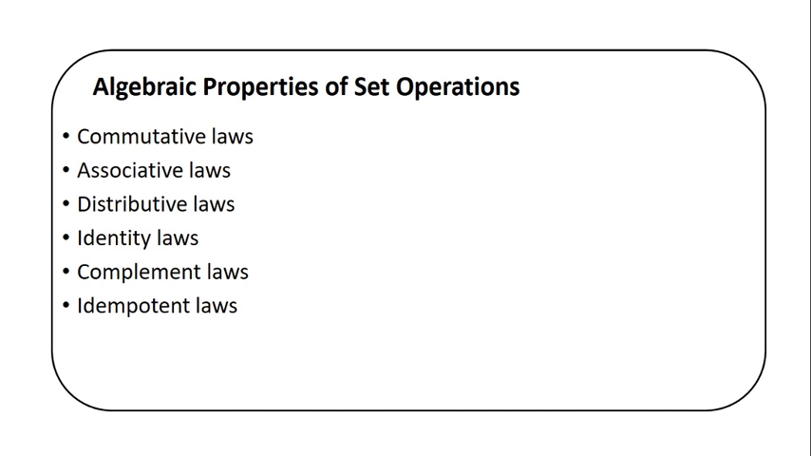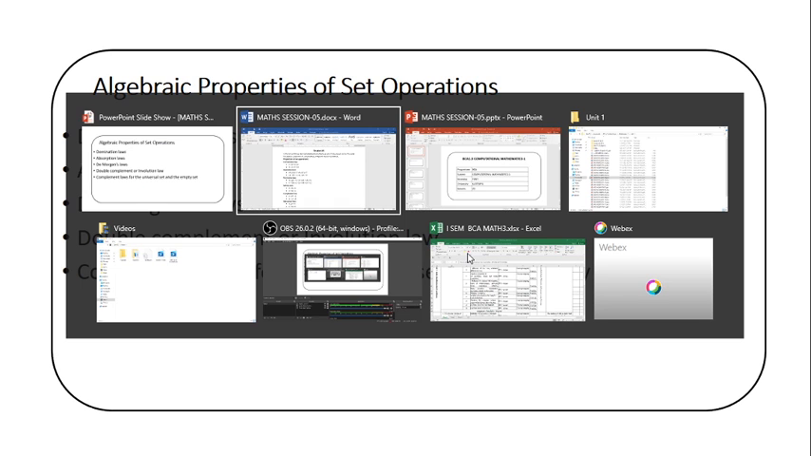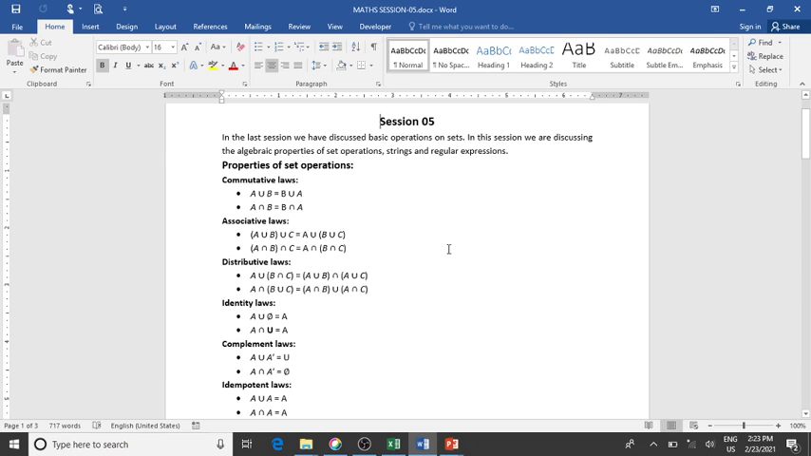So the algebraic properties of set operations are like this: commutative law, associative law, distributive law, identity law, complement law, idempotent law, domination law, absorption law, De Morgan's law, double complement or involution law, and complement law for the universal set and the empty set. Let's see each of the properties here.